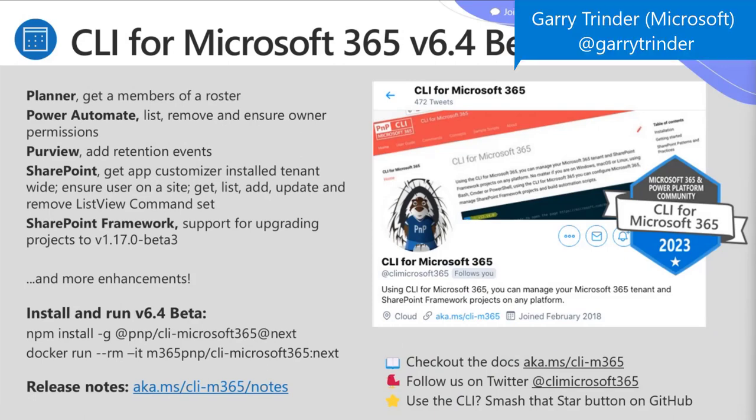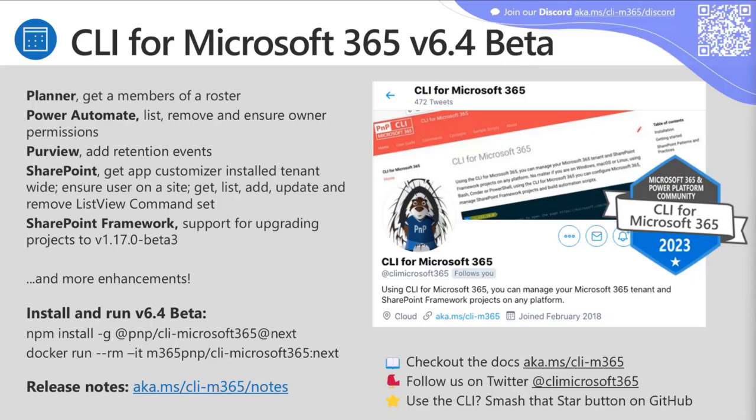Thank you, Hugo. So yeah, we've got a new beta release of CLI for Microsoft 365. So this is 6.4. We've got new commands for Planner, Power Automate, Purview, SharePoint, and also SharePoint Framework. So we've added support for upgrading your projects to the latest beta release. So if you want to test out your SharePoint framework projects on the latest version, then the CLI is the easiest way for you to do that.